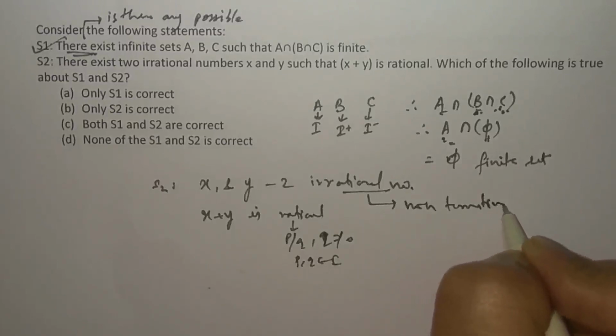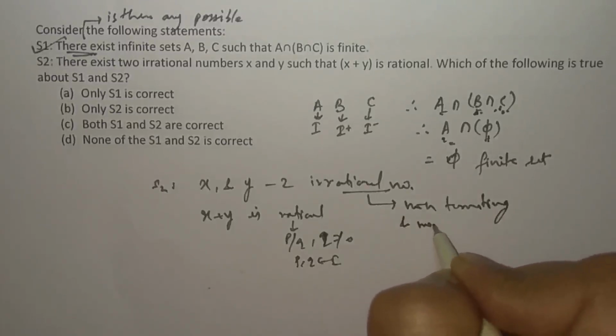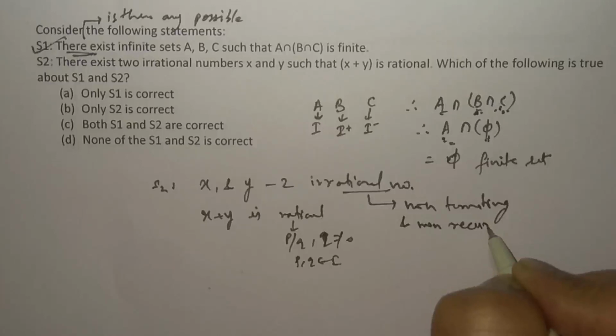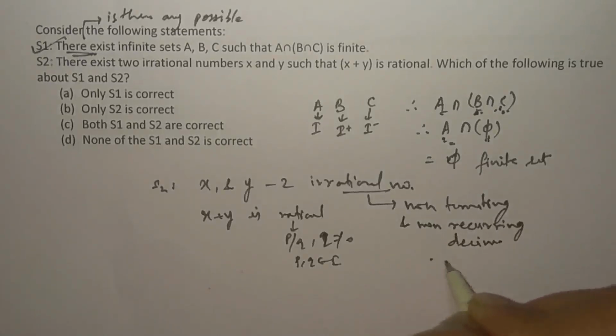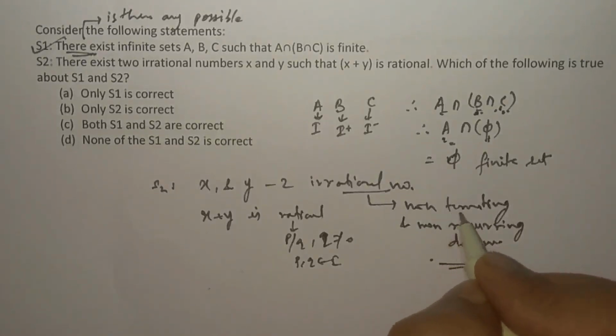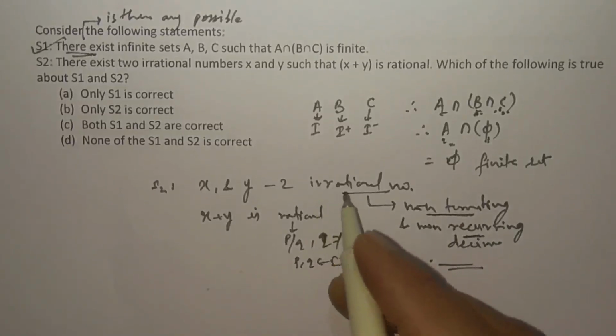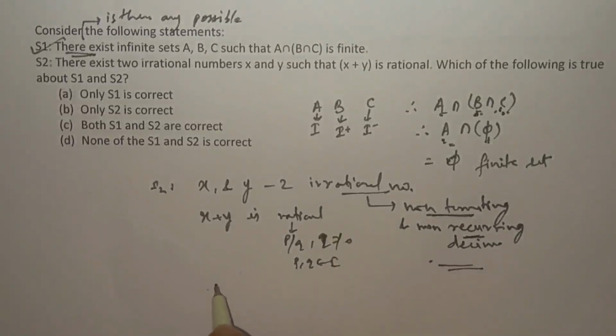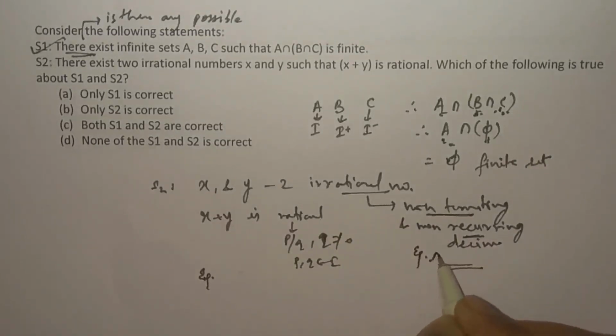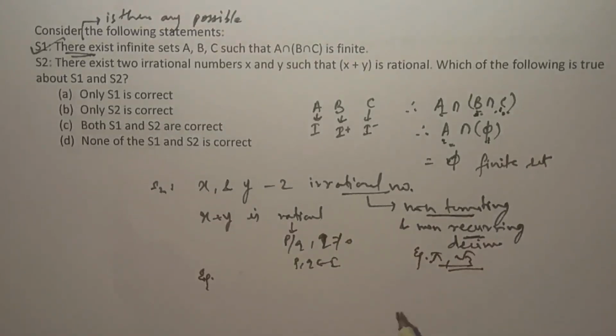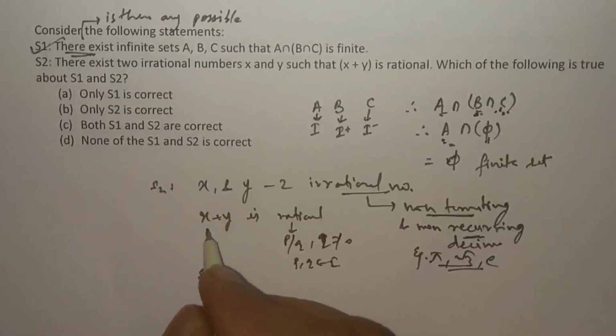Irrational means the decimal expansion is non-terminating and non-recurring, that is, after the decimal point the digits neither stop nor repeat. Examples of irrational numbers are pi, root 3, and the value of e. So I have these examples.